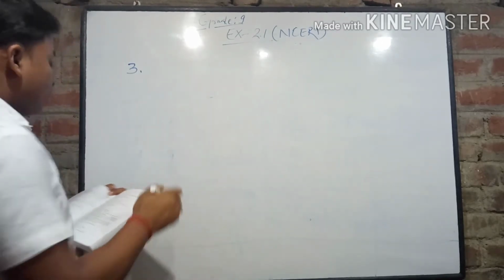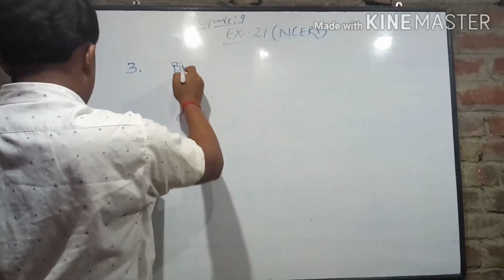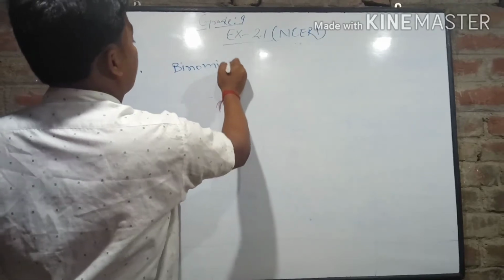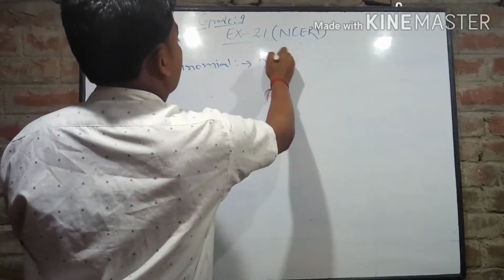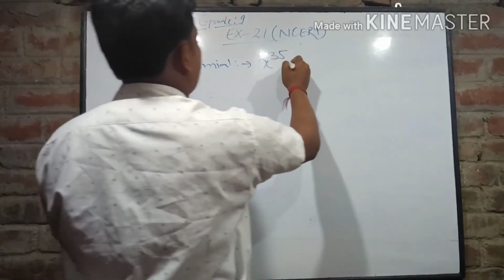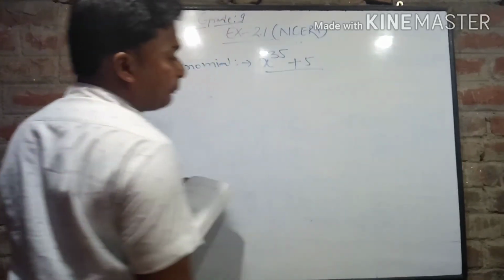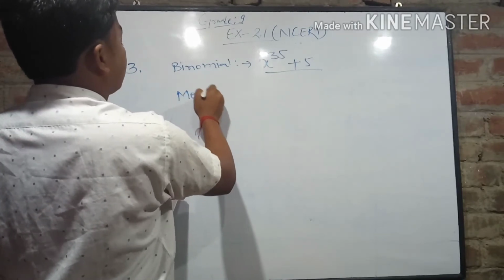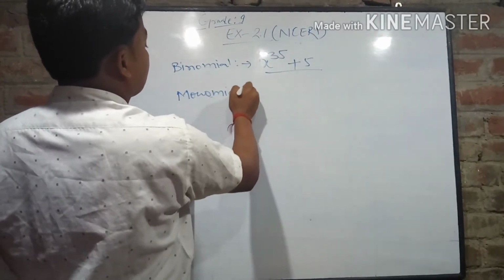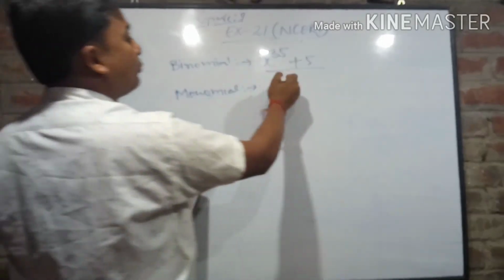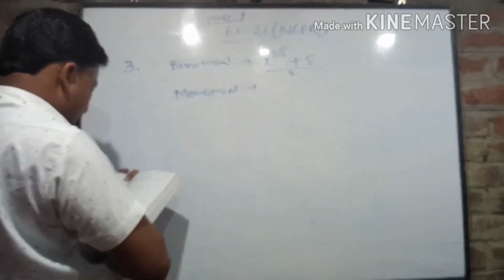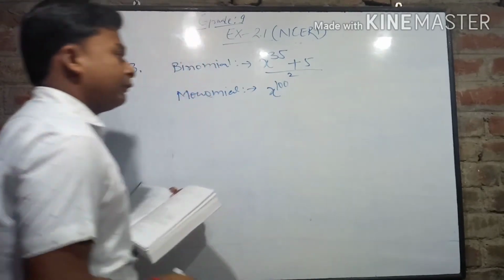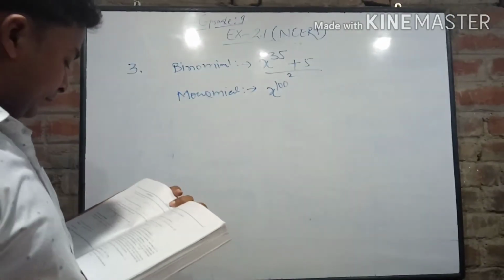So I am writing for the binomial, only the purpose is that the highest power should be 35, plus 5. This is one of the examples of binomial. Monomial means only one term. It has two terms. In monomial we require only one term with the degree 100. So we can write x raised to the power 100. We can also write y raised to the power 100.